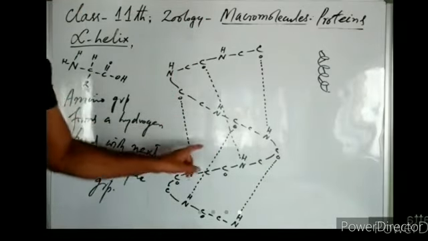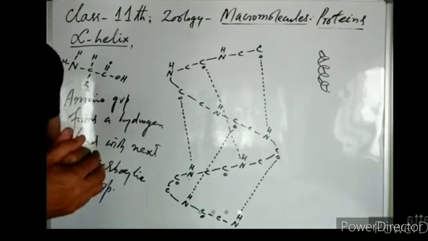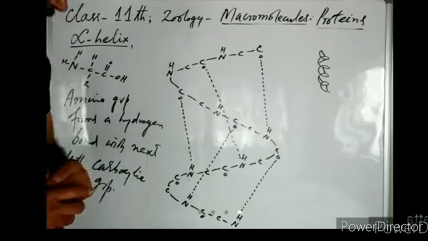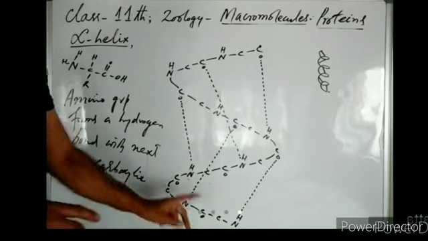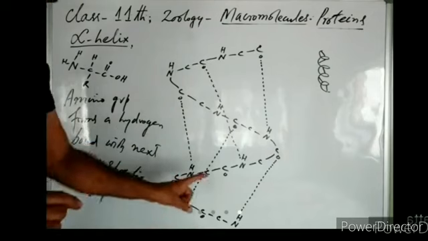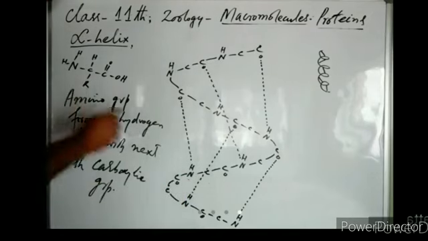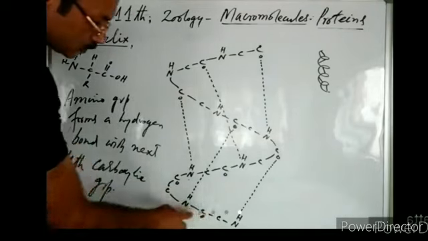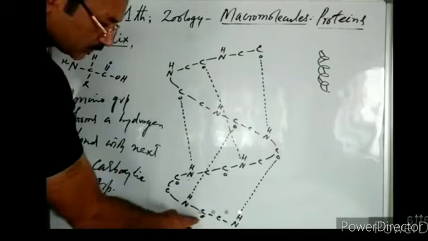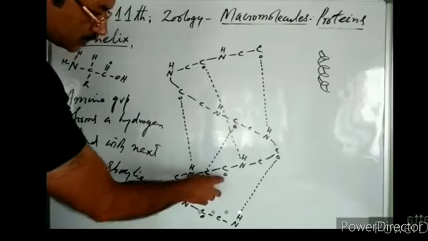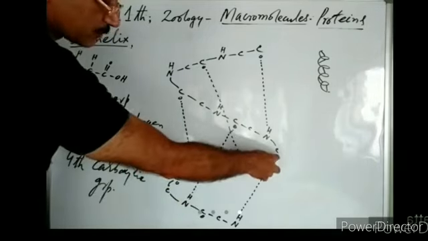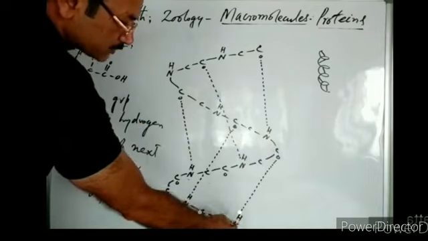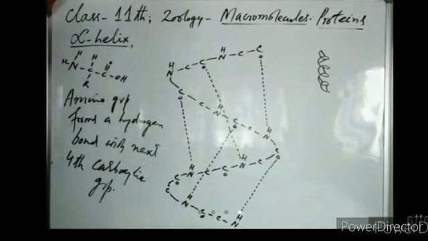So how does this linear polypeptide retain its helical form? It remains in helical form with the help of hydrogen bonds. A hydrogen bond is formed between the first amino group and the next fourth carboxyl group. This is the first carboxyl group, second, third, and fourth carboxyl. So a hydrogen bond will be formed between the oxygen and hydrogen of the first amino group and the next fourth carboxyl group.